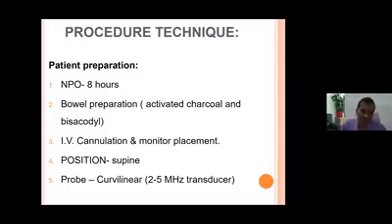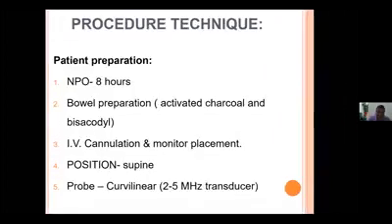IV cannulation, position and probe are chosen according to the patient's condition. For example, if the patient is obese, we prefer a curvilinear probe. If the patient is lean and thin, a flat probe.